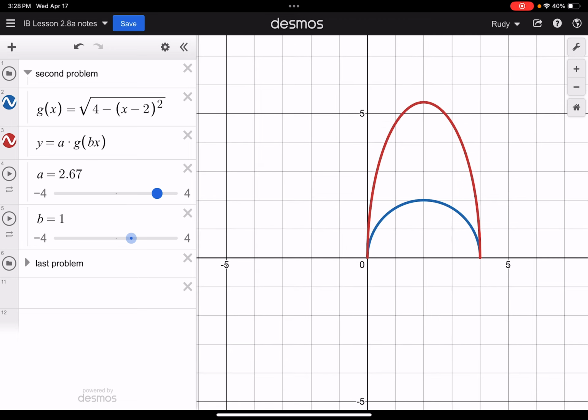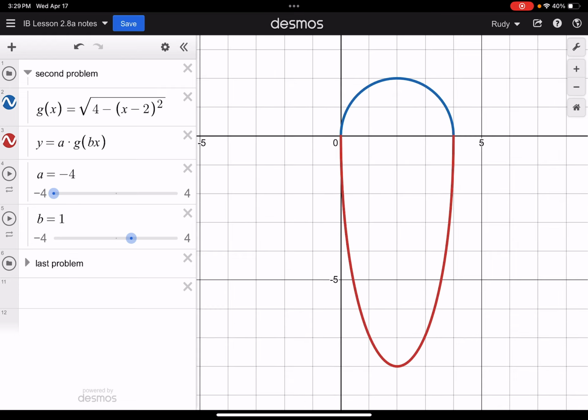If I bring it closer to 0, in fact, when I get less than 1, like right here, this is a vertical stretch by a scale factor of 1/2. All my y values are being multiplied by 0.5 or divided by 2. And as soon as I bring a into the negatives, I can see that I have a reflection in the x-axis, and now a stretch. If I go all the way to negative 4, I can see my original function has been reflected and stretched, all vertically. Whereas if I put this up to 1, the a is not doing anything.